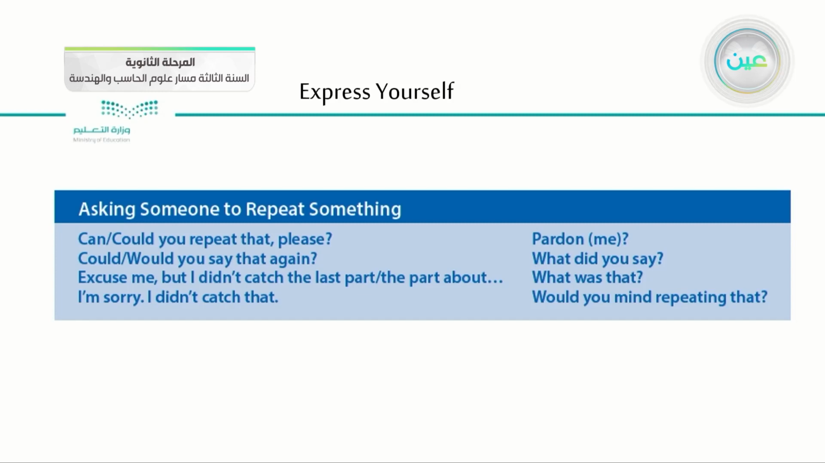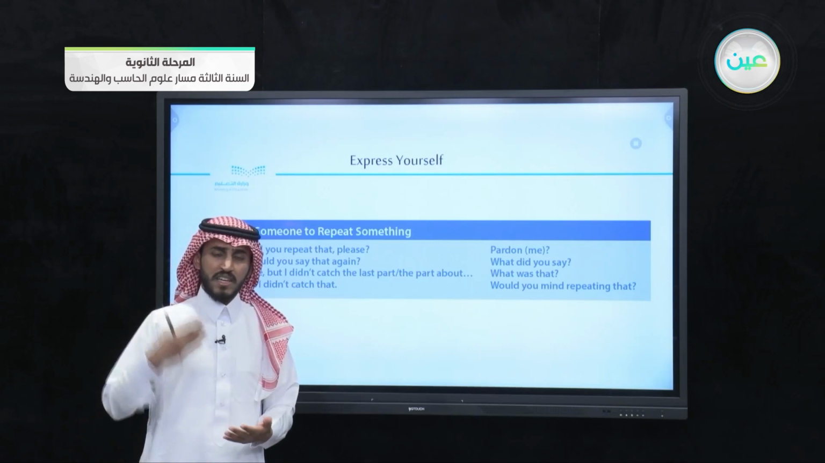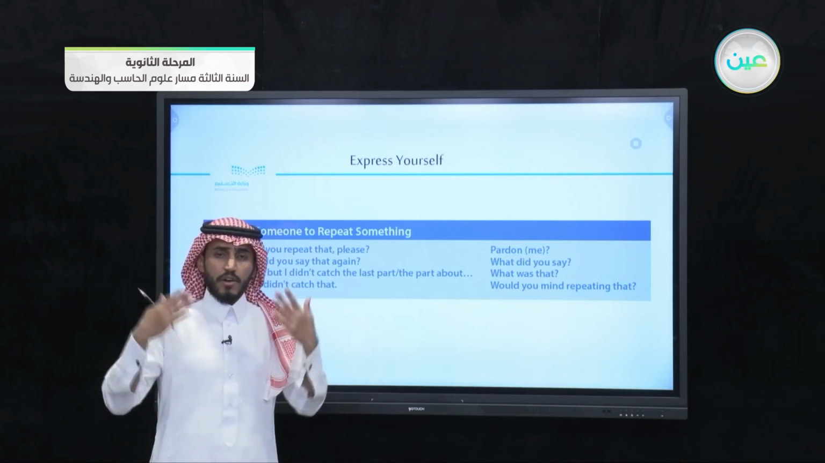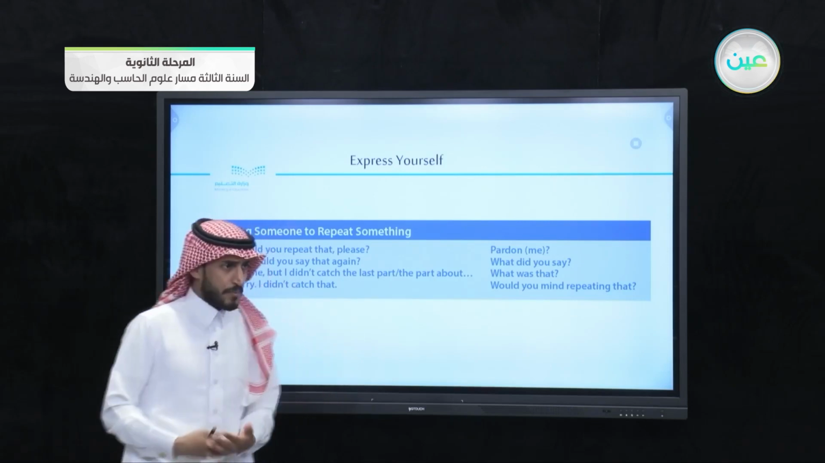There are many expressions that you can use to ask other people to repeat what they have said. For example, you can say, can you or could you repeat that, please? Could you or would you say that again? Or excuse me, but I didn't catch the last part, or the part about. I'm sorry, I didn't catch that. Pardon or pardon me. What did you say? What was that? Would you mind repeating that? All these expressions can be used to ask someone to repeat or to say again what they have said, if you didn't hear that or if you didn't understand what they have said.